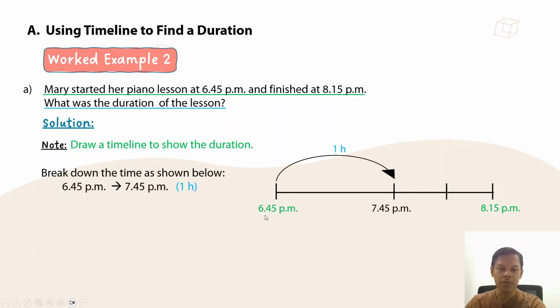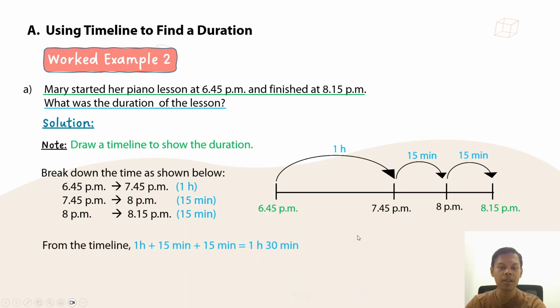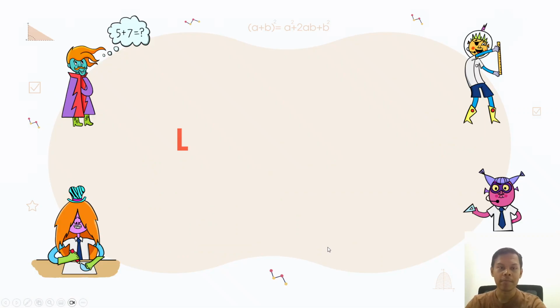So from 6:45 up until 7:45, that's going to be 1 hour. Okay, and then another 15 minutes from 7:45 to 8 p.m. is going to be another 15 minutes. So from 8 p.m. until 8:15, there's another 15 more minutes. So just total up everything, 1 hour plus 15 and 15 is going to be 1 hour 30 minutes. That is the duration of her piano class.